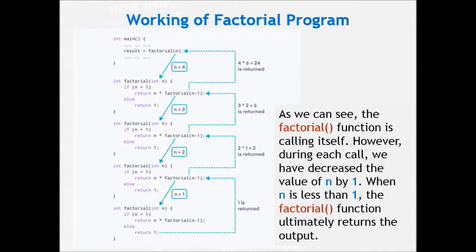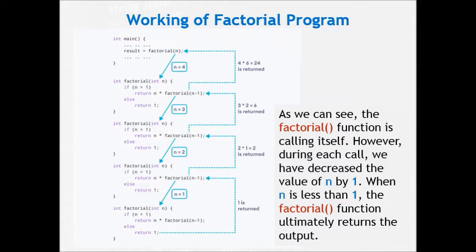So this figure shows that factorial can be calculated by decomposing the problem. The factorial of 4 can be calculated by multiplying 4 with the factorial of 3. The factorial of 3 can be calculated by multiplying 3 with the factorial of 2, and so on.